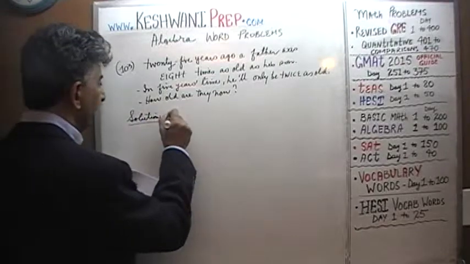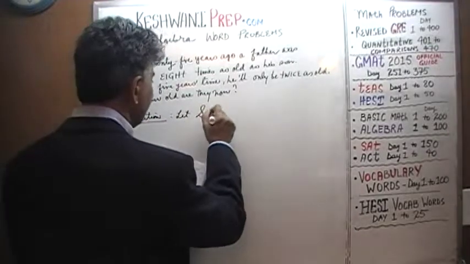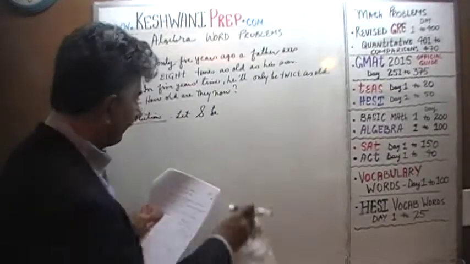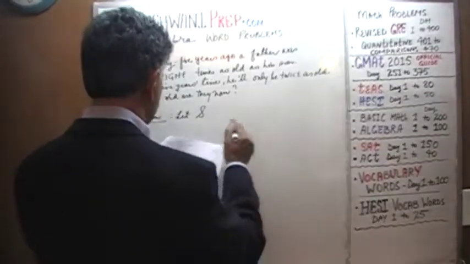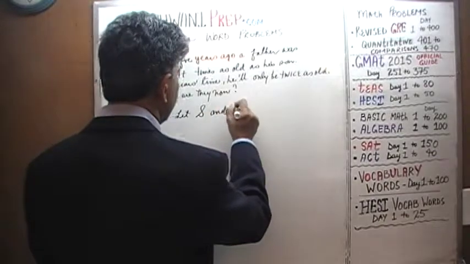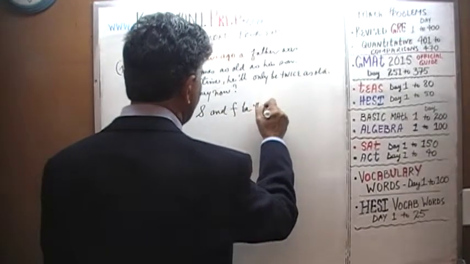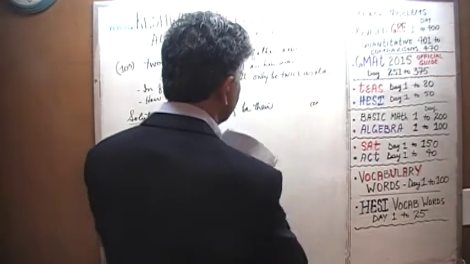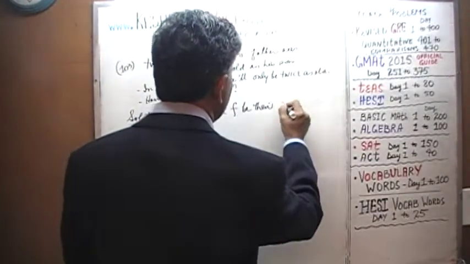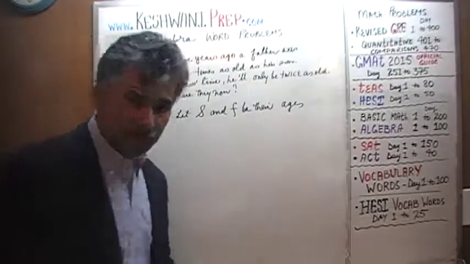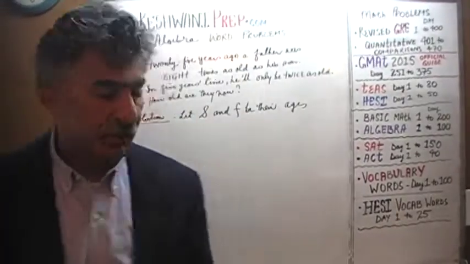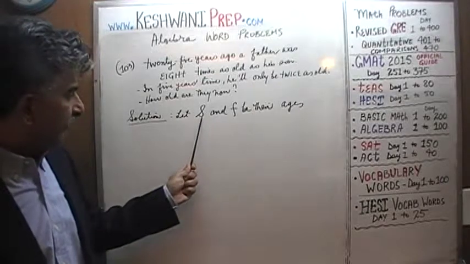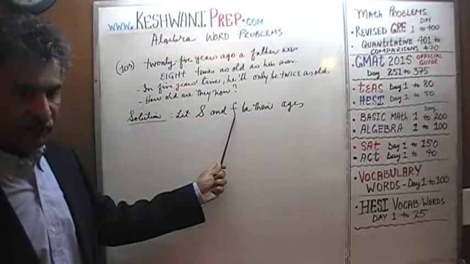So let S and F be their ages. I'm not going to write everything down in the real work. Of course, you have to be more specific. Let S represent the son's age, and F represent the father's age.